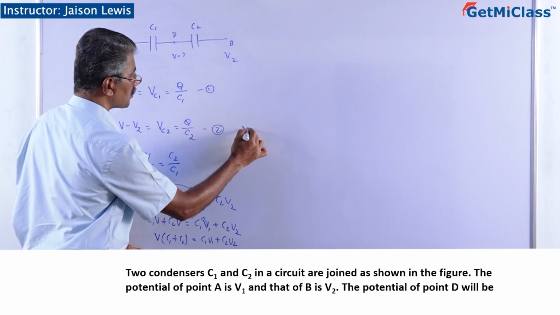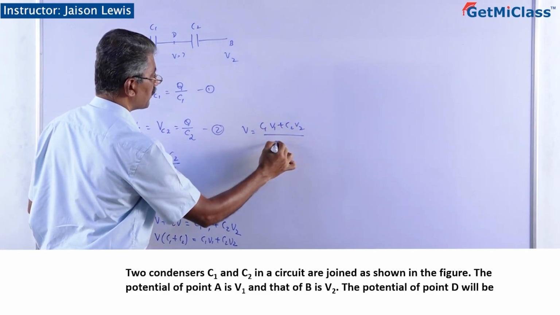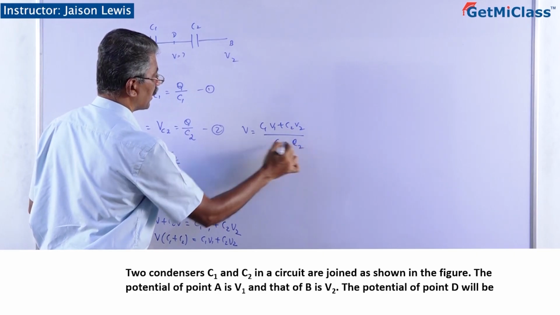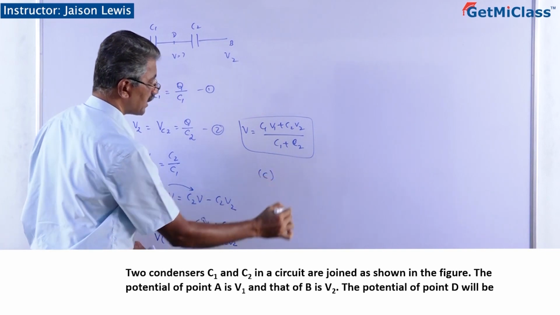Hence V is the question, so V is equal to C1V1 plus C2V2, whole thing divided by C1 plus C2, and this is given as option C. Therefore C is right.